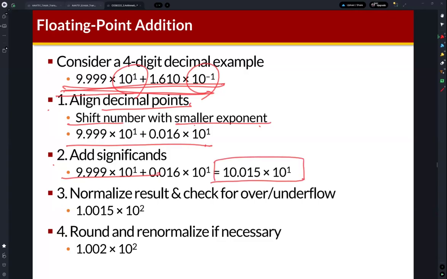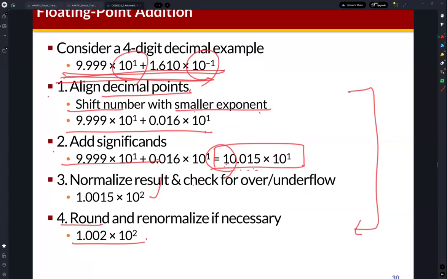So we need to normalize then, okay? Because this number becomes 10.015, but we can find that this number is not normalized. So we need to normalize and then round up or round down if necessary. So these are the steps of floating point addition in a decimal number system.